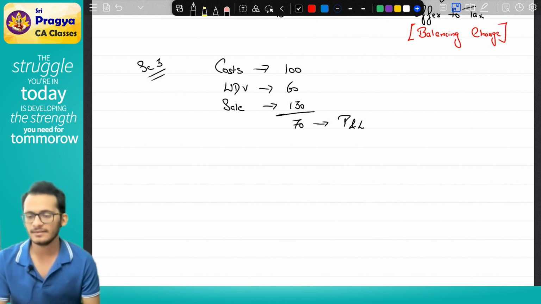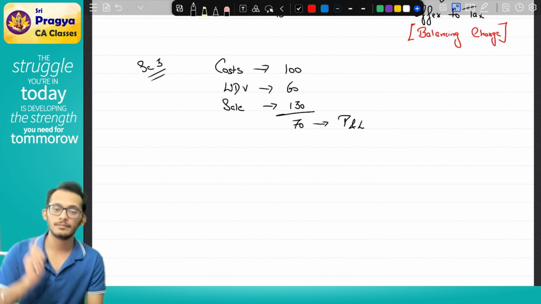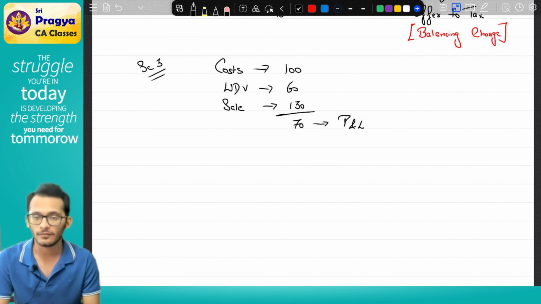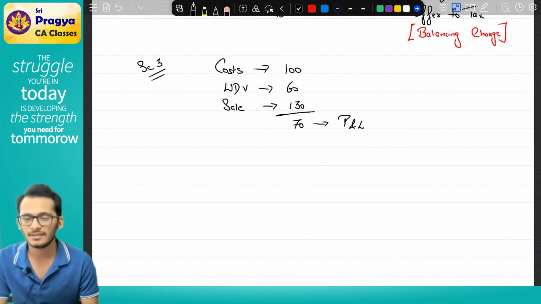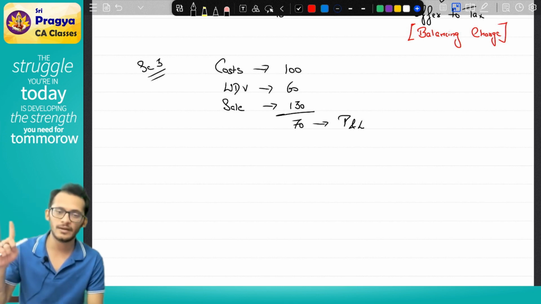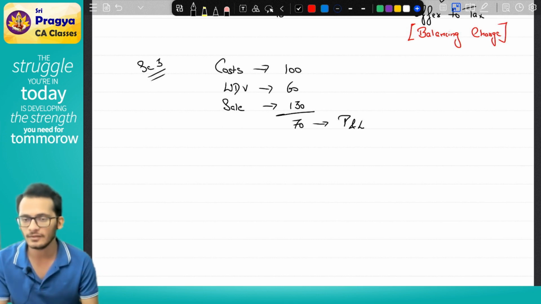Now, income tax is saying that the cost was 100. I gave you depreciation of 40. You made a WDV of 60, but you are planning to sell the asset for 130. Hey, if the cost itself was 100, how did you sell for 130?